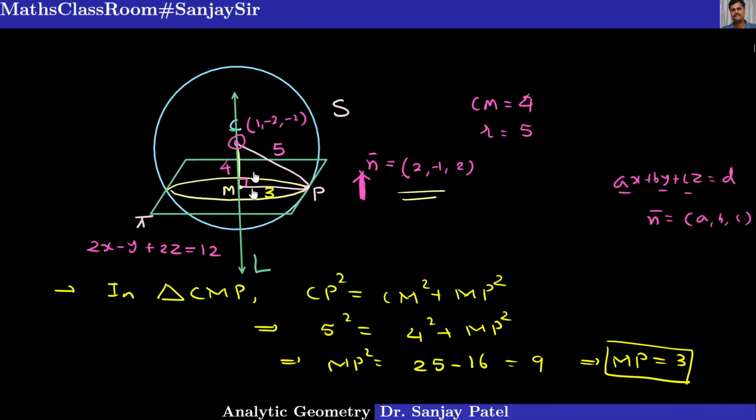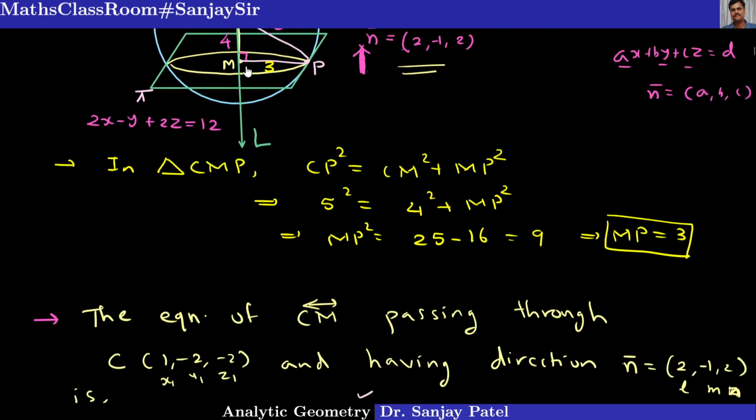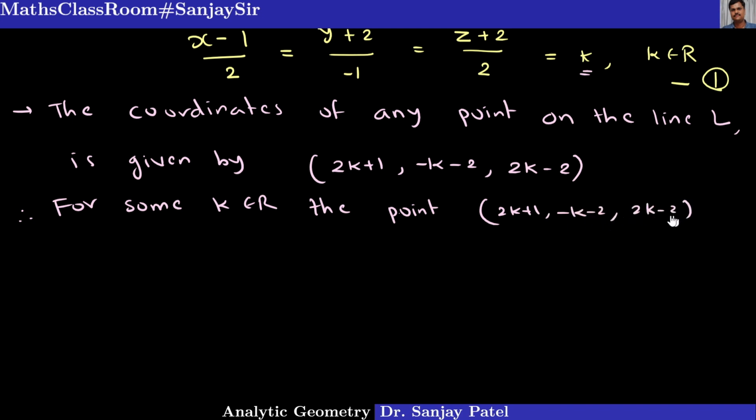So these are the coordinates of any arbitrary point on the line L, and this line is intersecting the plane at the point M, and we want to find the coordinates of the point M. So for some value of that k, this line will pass through the point M. So for some k belongs to R, the point (2k plus 1, minus k minus 2, 2k minus 2) lies on the plane pi.